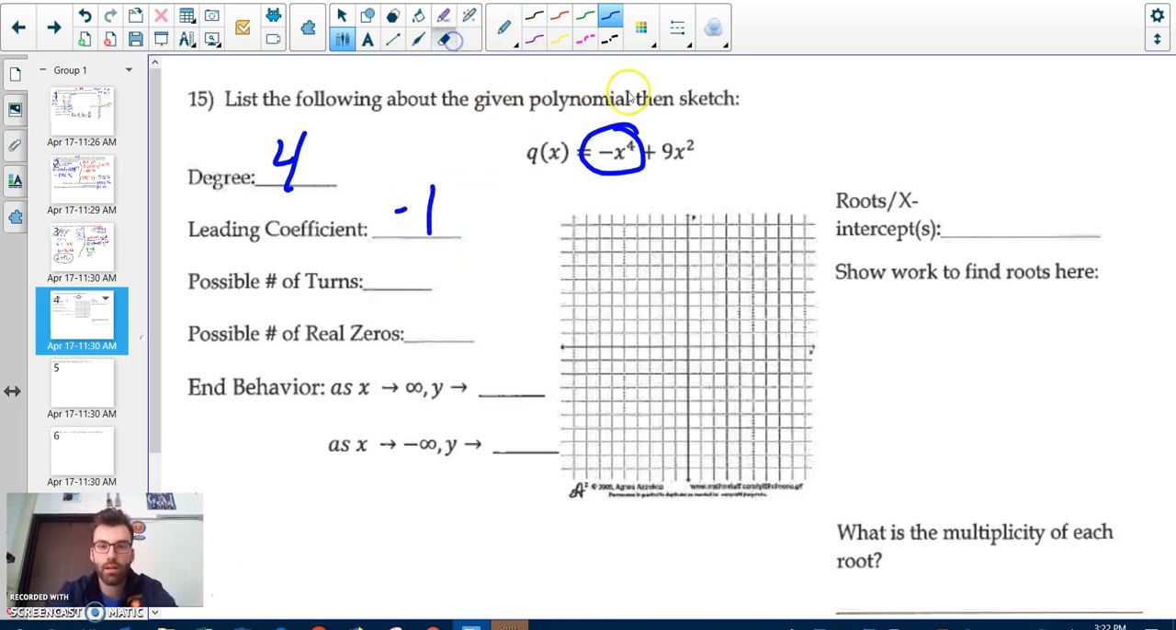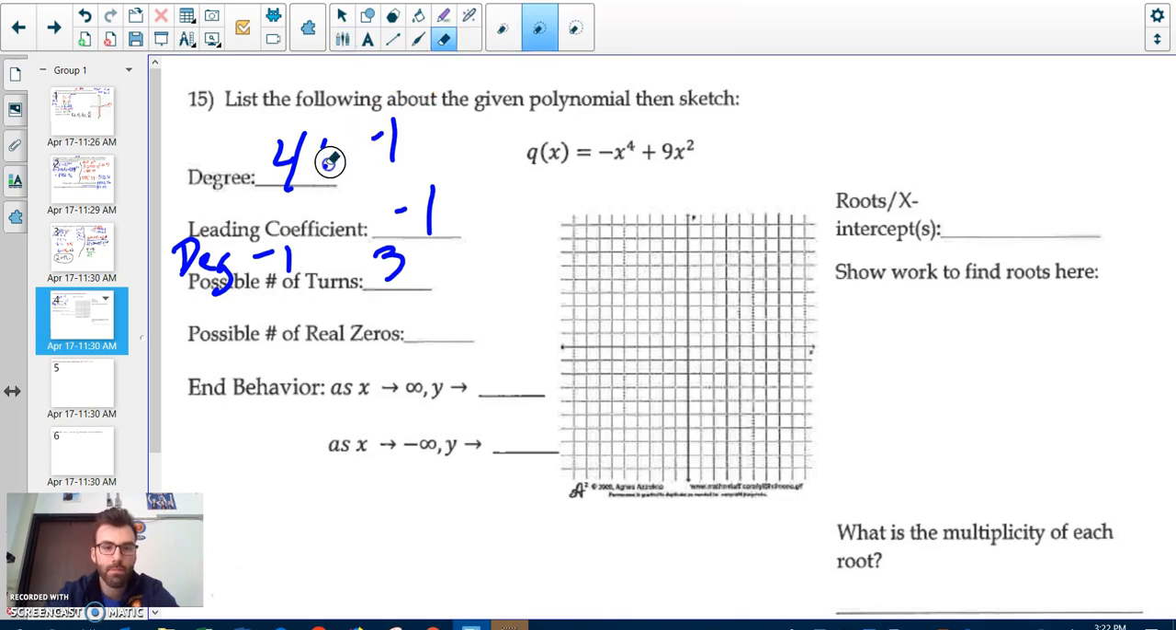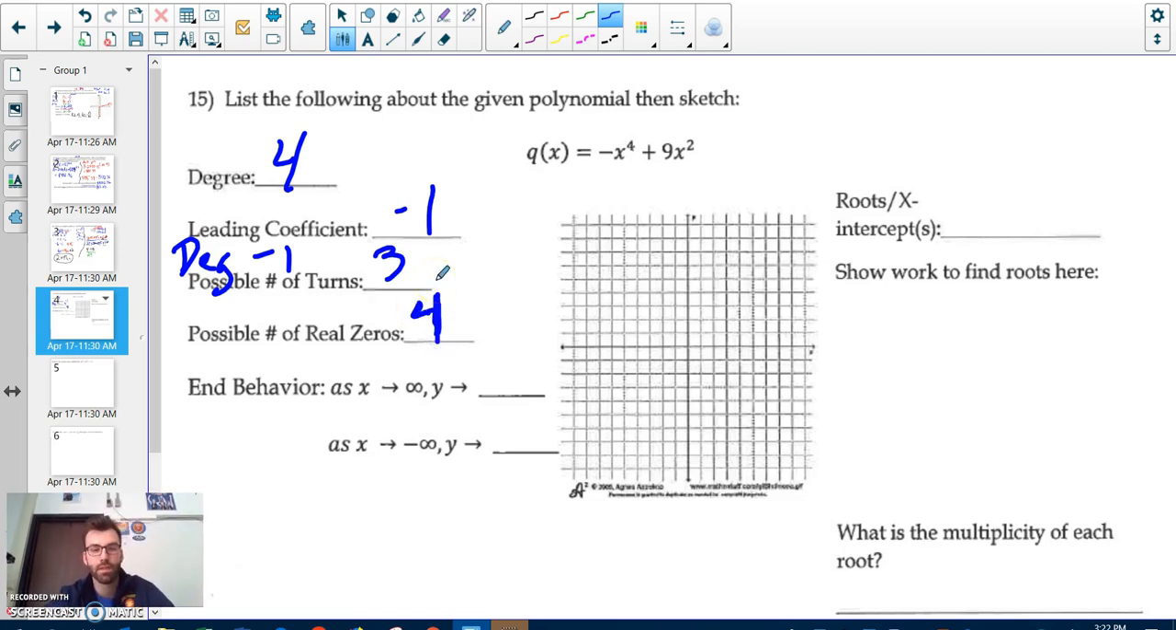Remember that our possible number of terms is this minus 1. It's our degree minus 1. Our possible real zeros and our degree are going to be equal. 4. Should be the same. Okay.